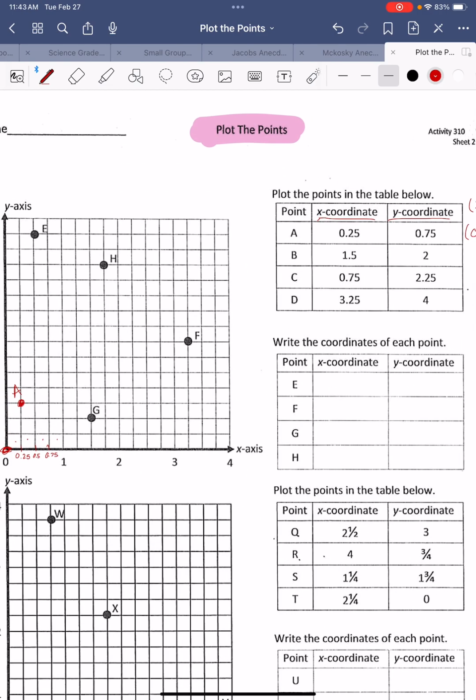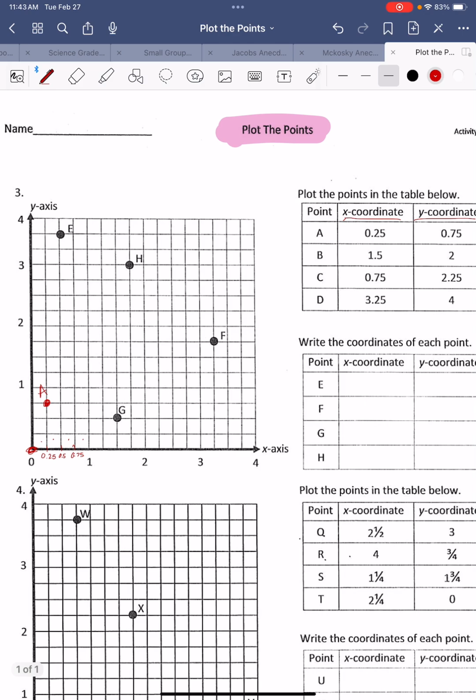Okay, let's do point B. Point B is at X coordinate of 1 5/10. So I am going to start at my origin and I'm going to go over 1 5/10. And my Y coordinate is going to be 2. So I'm going to travel all the way up to about 2. My point should be right about there. Okay, and that is going to be point B. So far so good.